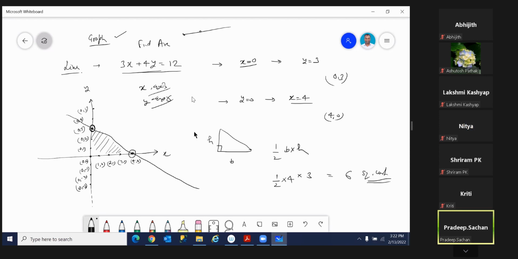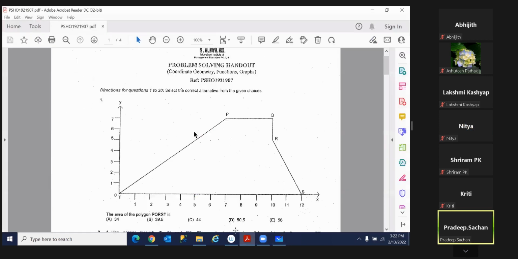So that type of question they will ask. So if you know how to draw a line in XY plane, or sometimes they will only draw and ask the question. Like our first question, if you see, they have drawn the graph. No need to draw the graph. They are so kind people. They will draw the graph and they will ask area. Like here they have asked area of the polygon PQRST. This full area they are asking.